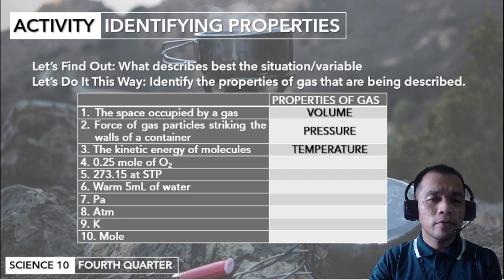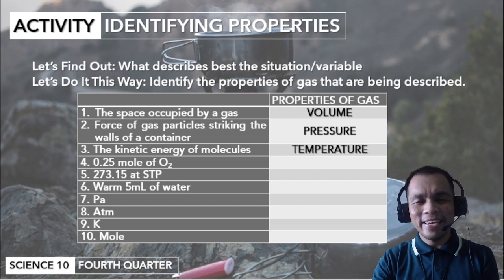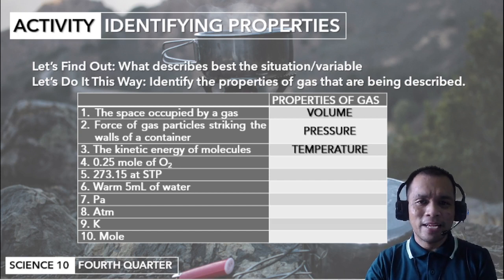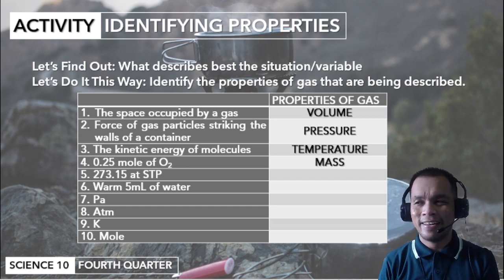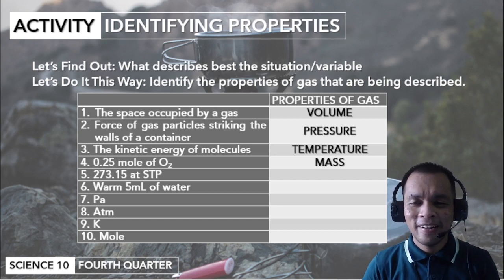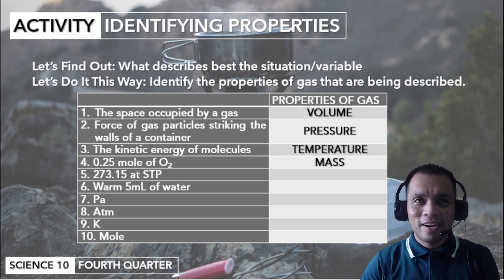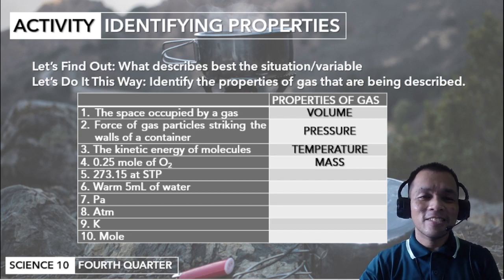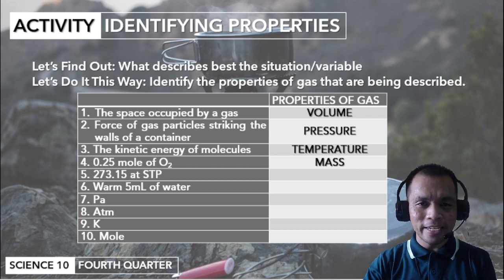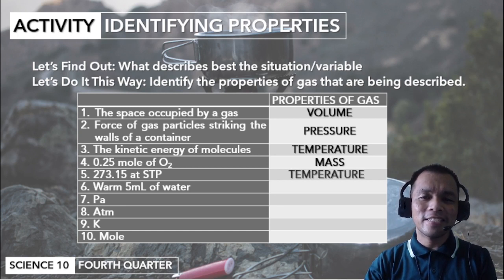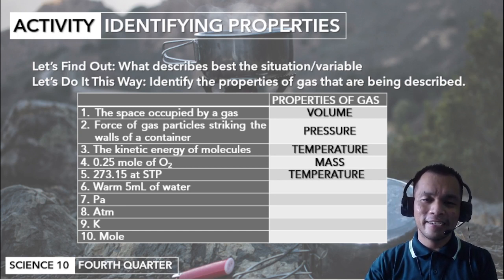Next, we have number 4. Yes, the correct answer is mass. Anyway, I already had a moment of a spoiler alert. Let's go to the next item. 273.15. Remember this unit? What is the unit being measured here? The correct answer is temperature. That's correct.